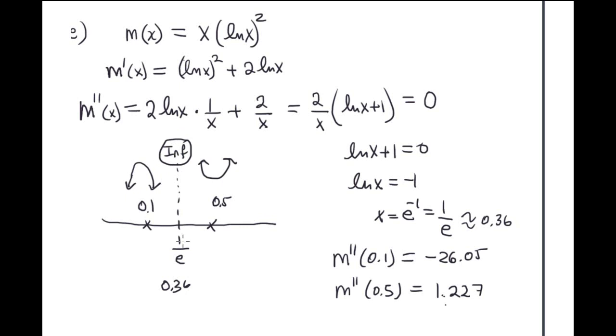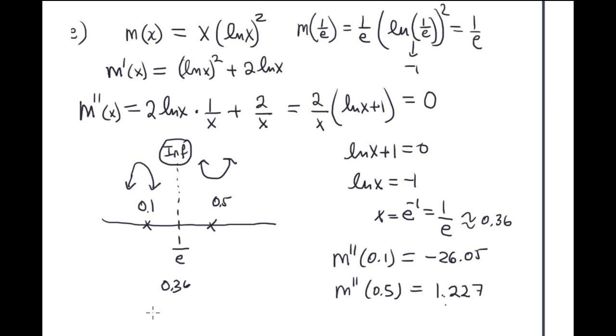In order to find the y value associated with this, you plug into the original equation. The original equation, remember, was m of x equals this. This is your original. The only thing you should do is substitution: evaluate m at 1 over e. The logarithm of 1 over e is negative 1, and negative 1 squared is positive 1. The answer is 1 over e. That point is 1 over e, the x value, comma 1 over e, the y value. This is a coincidence. This is the inflection point.